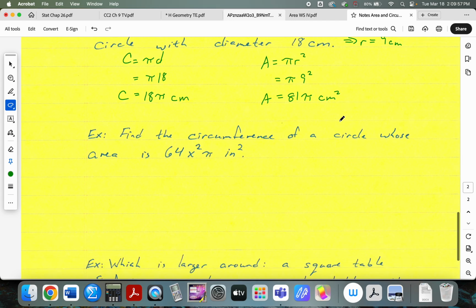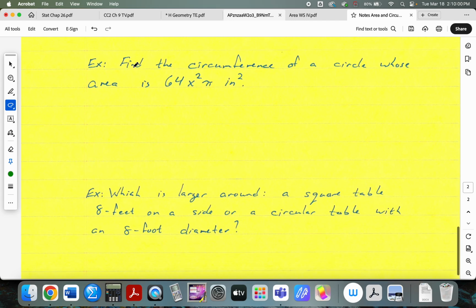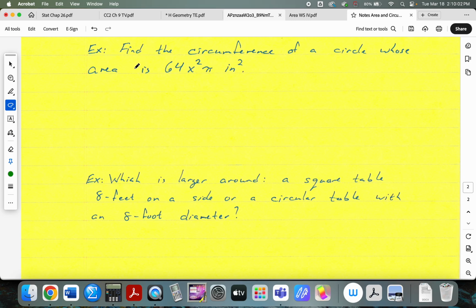This next one is more of a high school problem. Find the circumference of a circle whose area is 64 x squared pi square inches. Since they gave us the area, we'll need to start with the area formula. Area is equal to pi times the radius squared. Substituting in, we have 64 x squared pi is equal to pi times the radius squared.